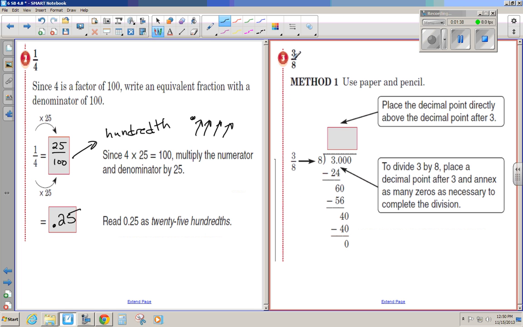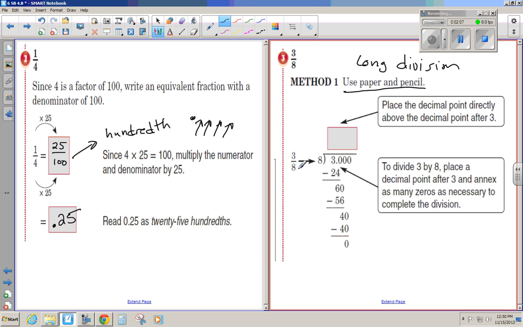Right here, when you have an eighth, there's no way to easily get an eighth to a power of 10. You can't multiply by 25. You can't multiply by a whole number to make it a hundredth. So instead, you actually have to do the long division. Method 1, use paper and pencil, and long division.